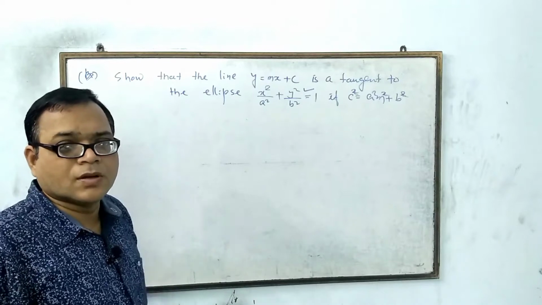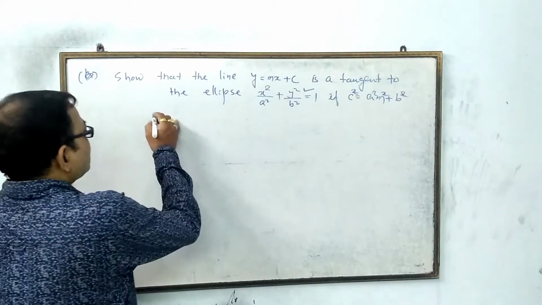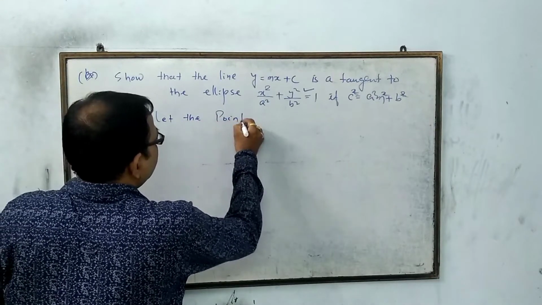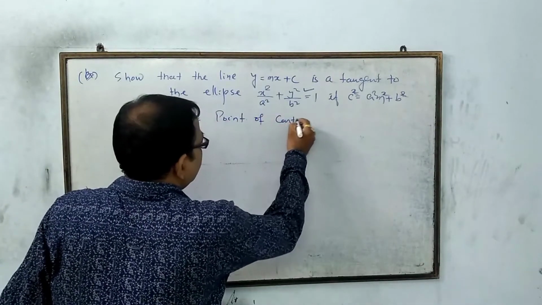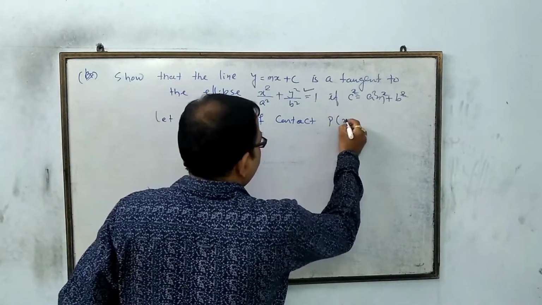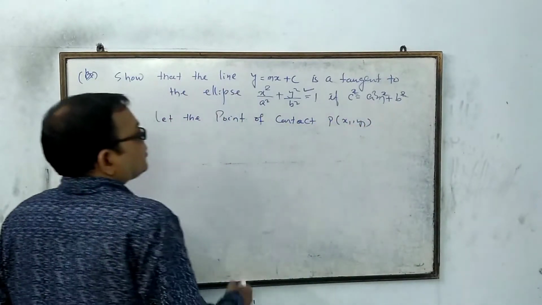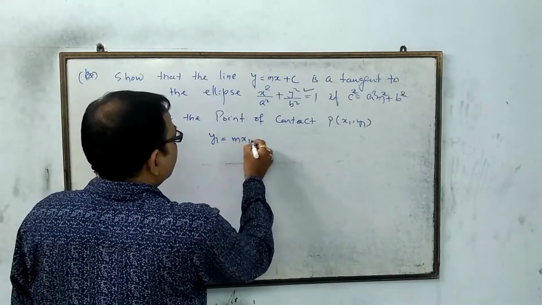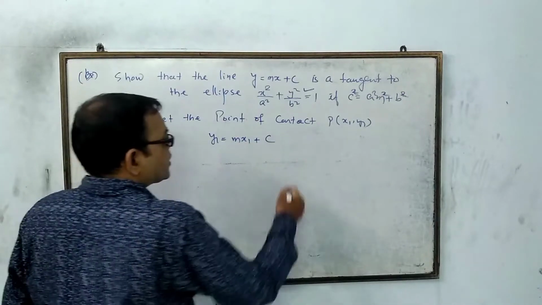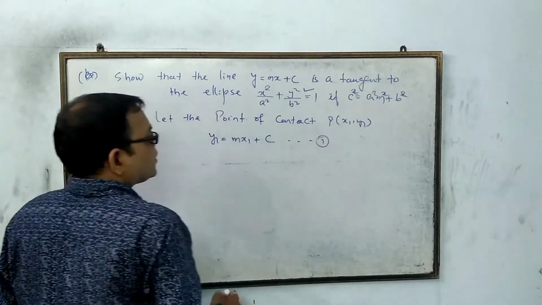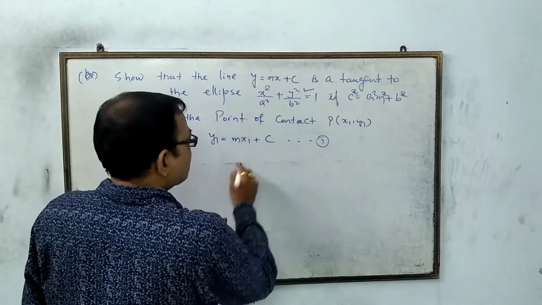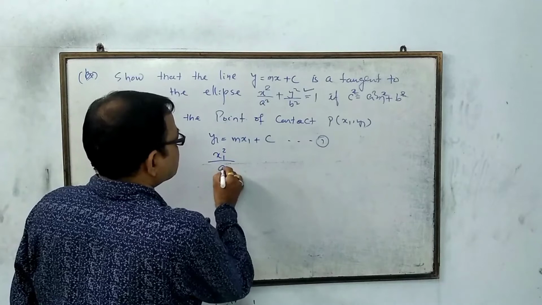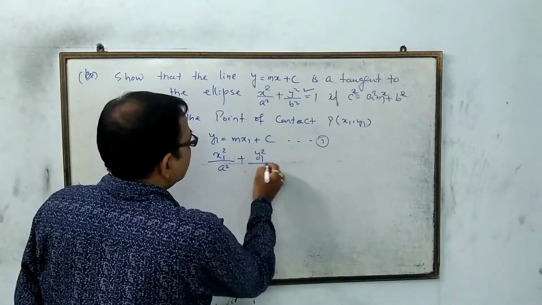The procedure is the same. What we did in the first case, we take the point of contact. Let the point of contact be P(x1, y1). This point is on the tangent, so we write y1 = mx1 + c. We will take this as equation 1. In the second step, we take x²/a² + y²/b² = 1, so we can have another equation, x1²/a² + y1²/b² = 1.